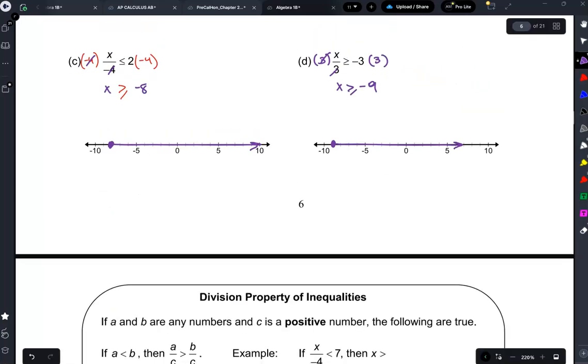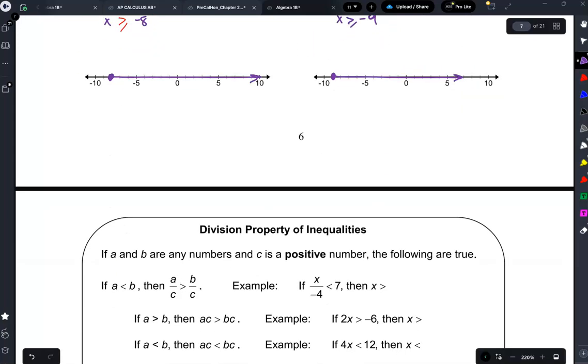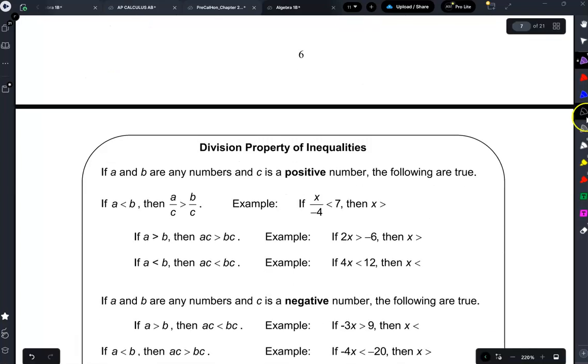Cool. Now, division property. It's the same exact thing if you are dividing by the same number. Okay, so take a look at this one. Here, I multiply by -4. So I switch the sign. Okay?